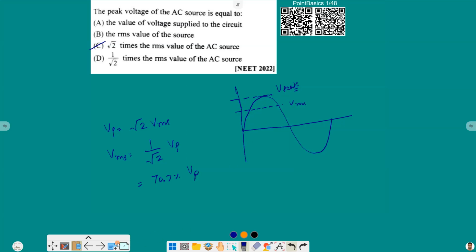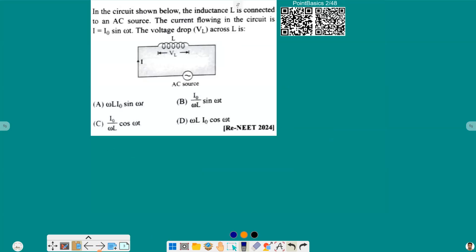Let's move to the next one. In the inductor shown below, inductance L is connected to an AC source. The current flowing in the circuit is I node sine omega t. The voltage drop across the L is. So we have to find out the voltage drop across the inductor. So voltage drop across the inductor will be given by VL is equal to L di by dt.